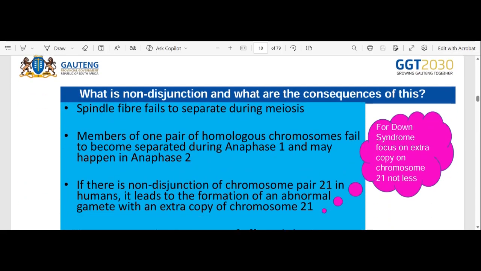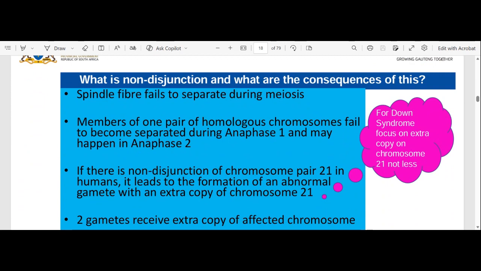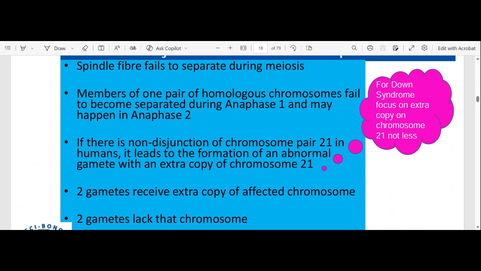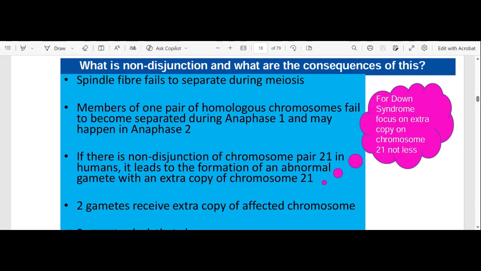Okay, let's go to non-disjunction. So remember, we said non-disjunction is the failure of chromosomes to separate. So chromosomes are failing to separate. Let's go to the first point. The first point states that spindle fiber fails to separate during meiosis.